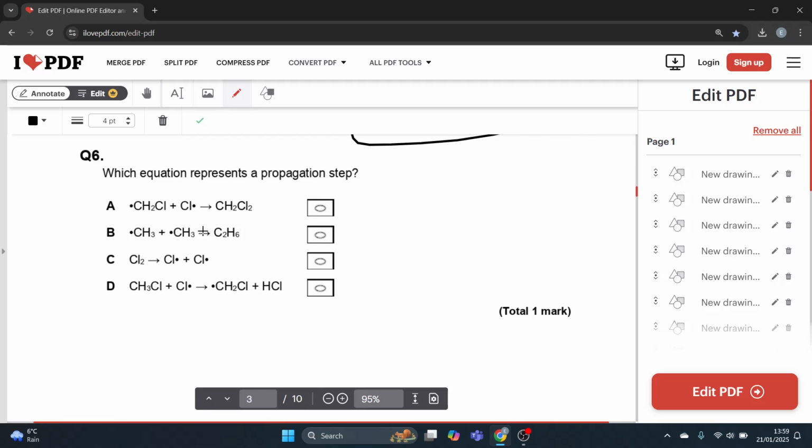It says question 6, which equation represents a propagation step. So the first one is going to be a termination. The second one is also a termination. The third one is an initiation. Therefore, D must be propagation. That's how well you know the differences between initiation, termination, and propagation.